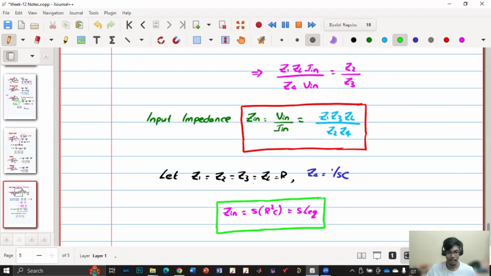What is that L equivalent? L equivalent is R square into C. I am writing L equivalent is R square into C because SL is for inductance, right? 1 by S is for capacitance, SL is for inductance, right? So if I get S into some constant, I can assume that it is acting like an inductor.